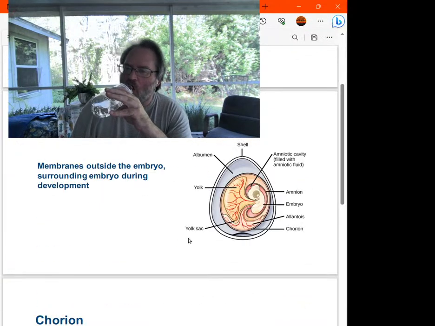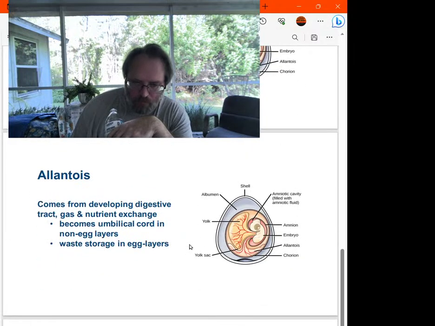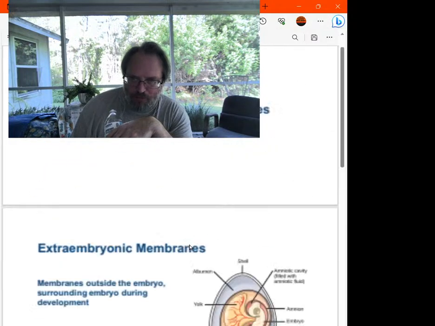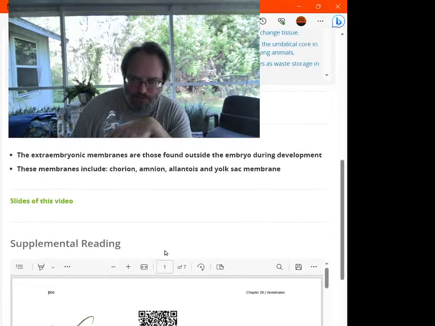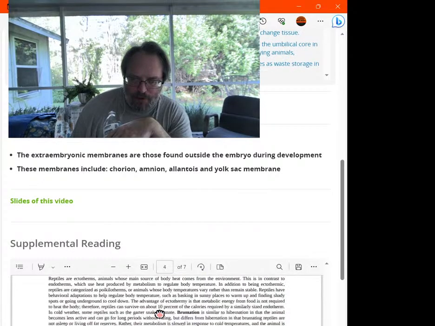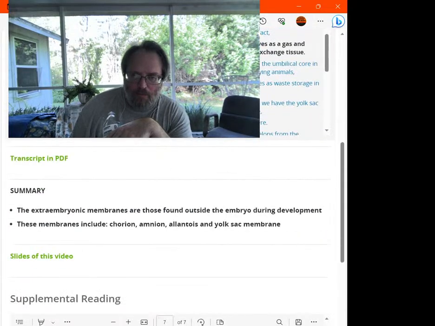The amnion, which is here, functions as a fluid-filled sac around the embryo for cushioning and for temperature regulation. The allantois, which is here, comes from the developing digestive tract, and it serves as a gas and nutrient exchange tissue.